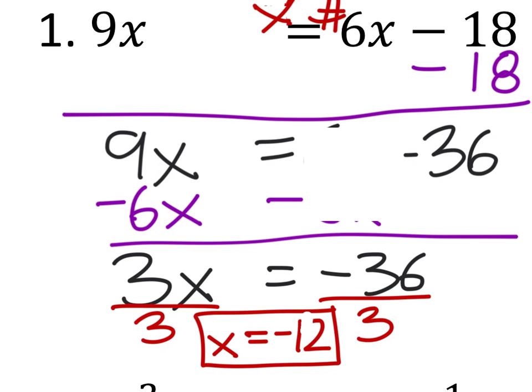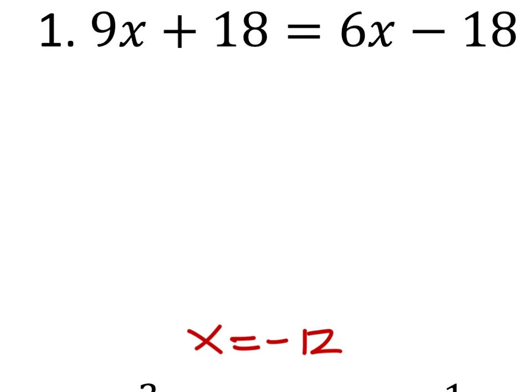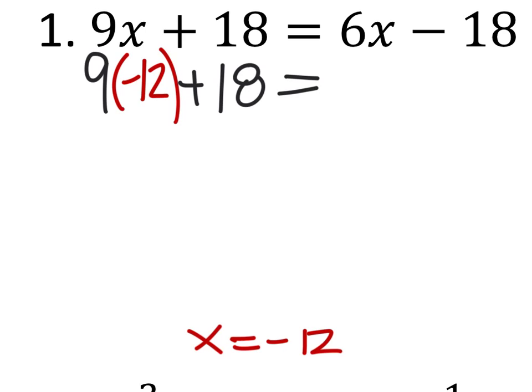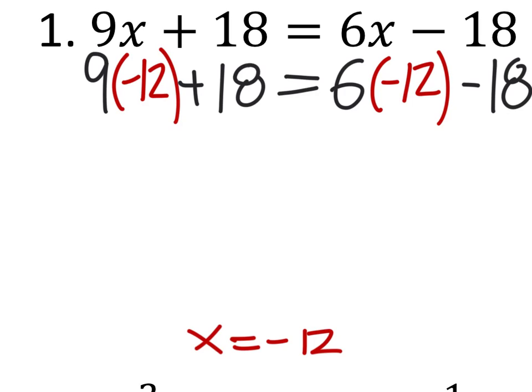You can use a calculator to check. All we're going to do is replace the x values with the x value that we found. x is negative 12. And what we should get is the same number on the left side as on the right. Alright, so let's go ahead and put negative 12 in for x. We've got the 9 times x, which is negative 12. I'm going to add 18, well, not to both sides, I apologize. And we've got this 6 times the same x, negative 12. And that's minus 18.